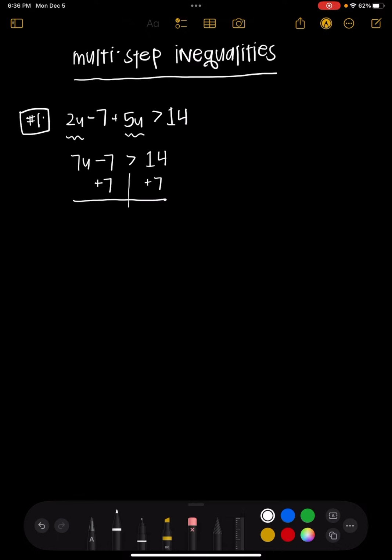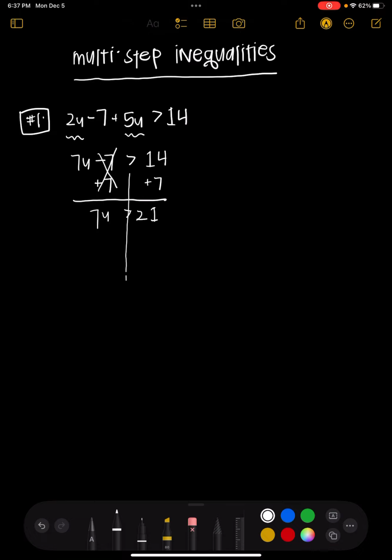And I'm going to draw the line, just because what we do to one side, we have to do to the other. This kind of keeps our work a little bit more organized. So we know the minus 7 and the plus 7 on the left side cancel each other out, and we're just left with 7u on the left side. And then we have 14 plus 7 on the right side, which gives me 21. All right, and I haven't multiplied or divided by a negative number, so the inequality sign stays the same.